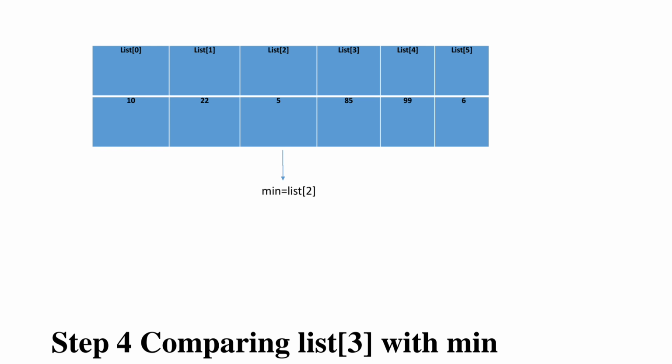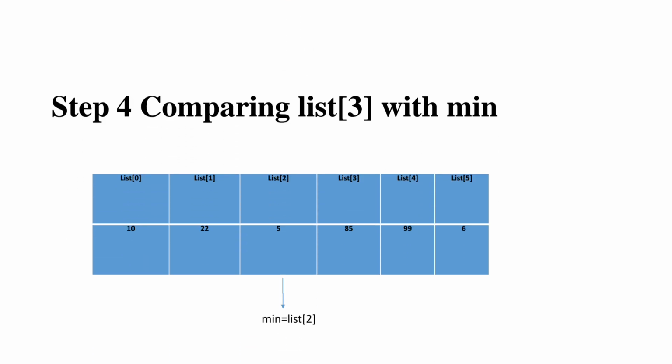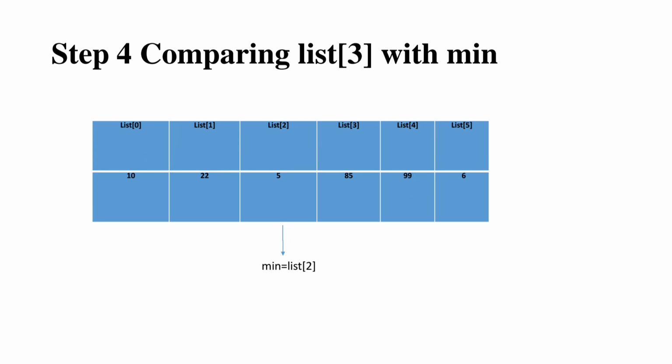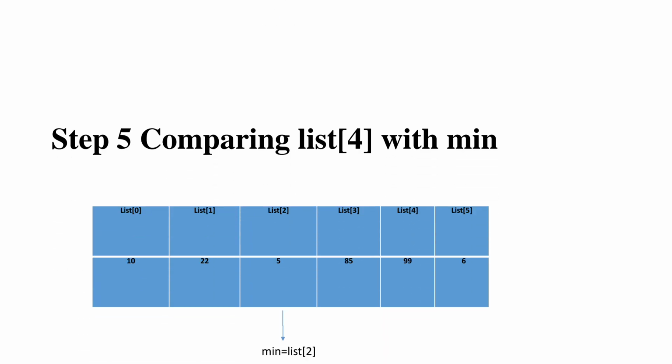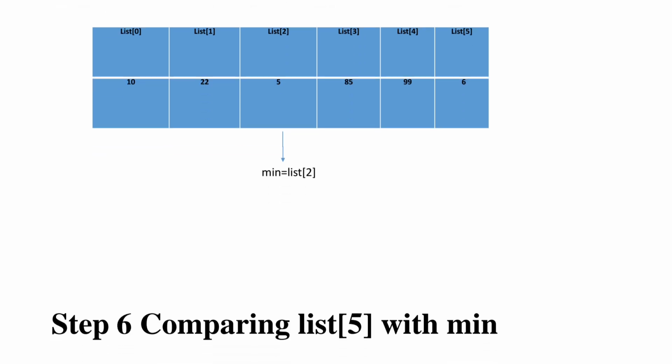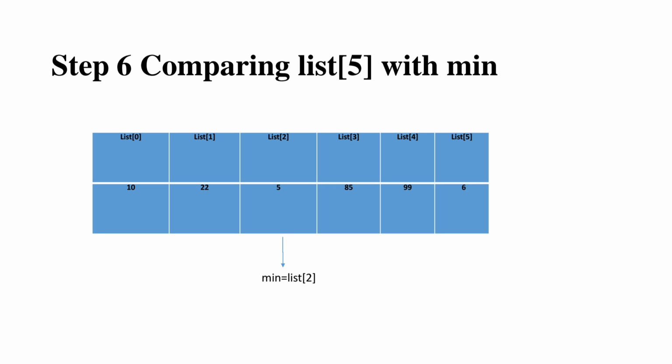Then we move for the next computation. List of 3 is checked against the minimum; 5 is not greater than 85, so the min variable retains the value 5. Next we check with 99, that is list of 4. Again 5 is less than 99, so the minimum variable retains its data. Then we compare with the last element, list of 5, that is 45, against the minimum variable 5. Even though it is a two-digit number, its value is not less than the minimum variable, so the minimum variable is retained with the value of list of 2, that is 5.